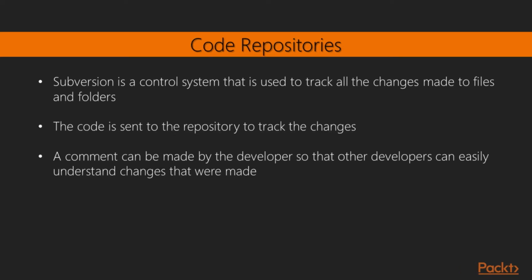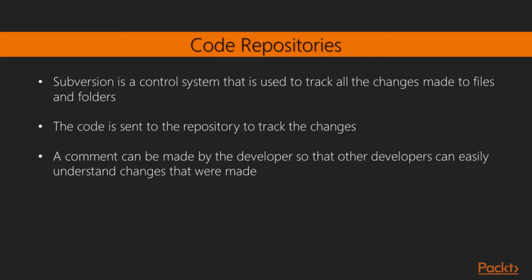Code repositories: Git, Subversion. A version control system is used to track all the changes made to files and folders. Using this, you can keep track of the applications being built. Features added months ago can also be tracked using the version code. It is all about tracking the code.